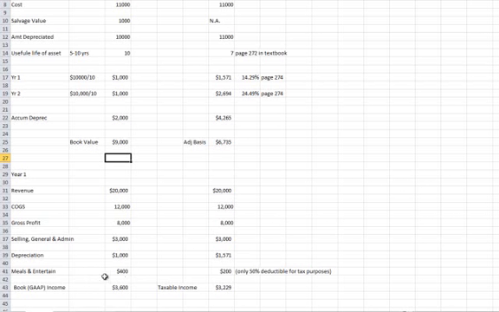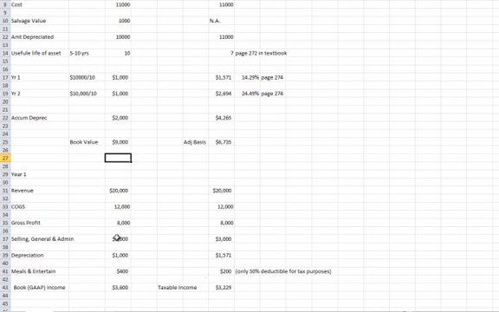This one is meals and entertainment. For book or financial accounting purposes, we would expense 100% of that cost. For tax purposes, the tax law only allows us to deduct 50% of that cost. And so here we have another book to tax difference.